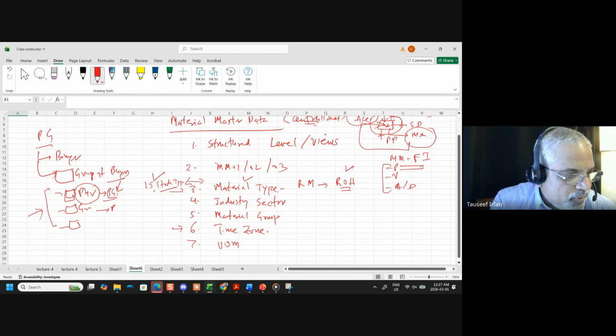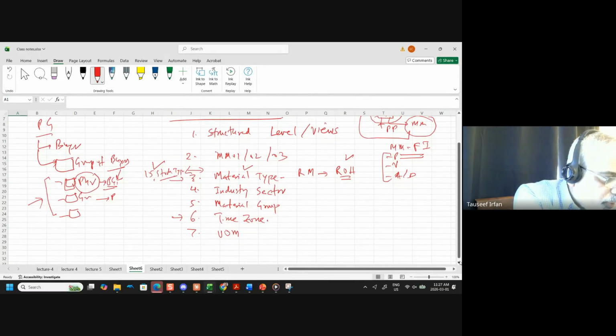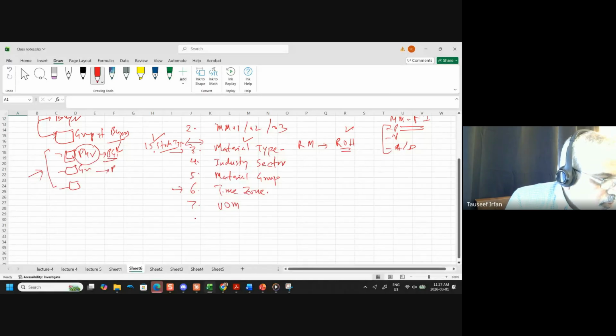You want to receive it in a pallet or a box. Like, there are different ways of doing it. So unit of measure is a very important topic in Material Master. We will learn that. Then we have here material status, another very important point we will learn.